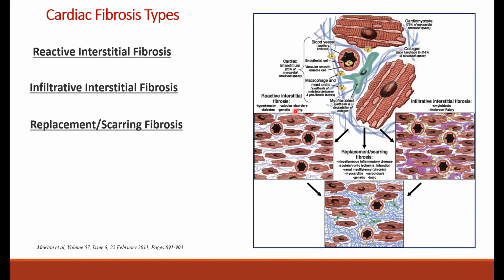And in reactive fibrosis, when you have hypertension, valvular disorders, diabetes, genetic composition or aging, you have reactive interstitial fibrosis that progresses towards myocyte necrosis and myocardial infarction, which then causes infiltrative interstitial fibrosis. And you have infiltration, and you can see amyloidosis happening, and you have further cardiomyopathies. This then goes into replacement or scarring fibrosis, which is permanent and irreversible.